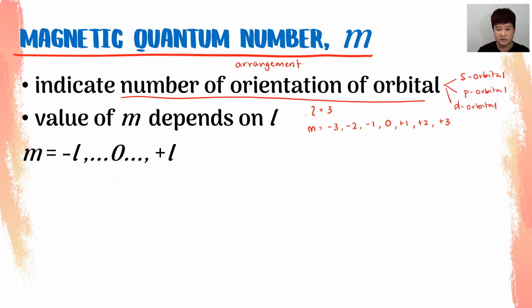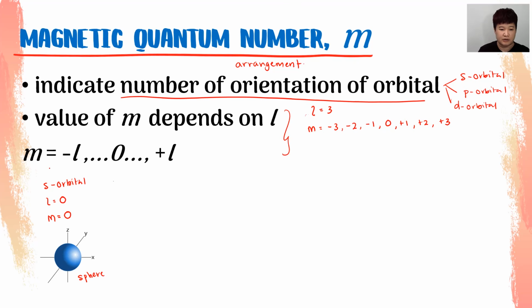That is what I mean by this. So let's look into more examples. Here I have my sphere. You know that when it's a sphere, it means that it's an s orbital. When in the s orbital, L equals 0. When L equals 0, m will then equal 0.